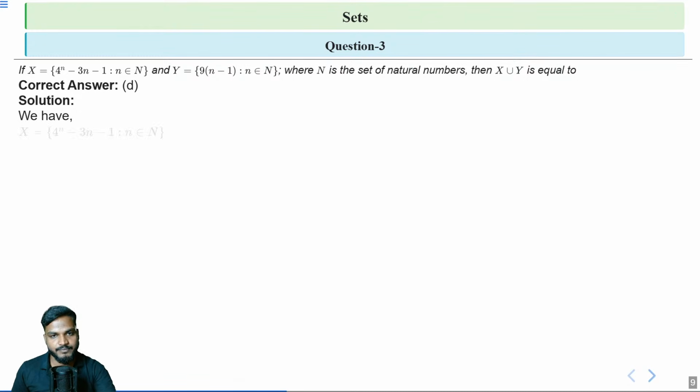So X is a set whose elements are in the form 4 to the power n minus 3 into n minus 1, where n is a natural number. If you take different values of n, as n is a natural number, we can take 1, 2, 3 and substitute into 4 to the power n minus 3n minus 1. We get different elements for set X, that is 0, 9, 54, 243, and so on. So these are the elements of set X.